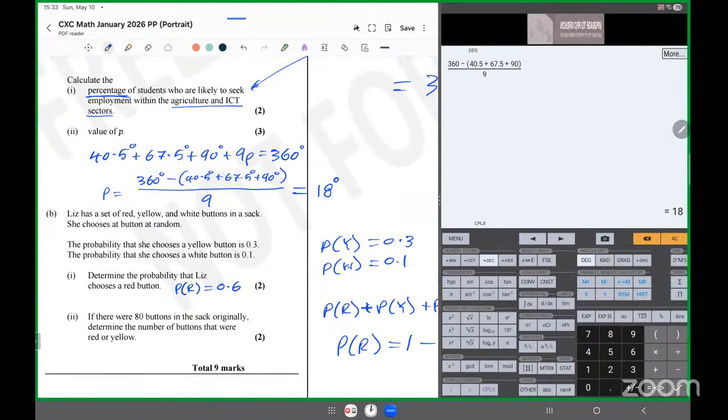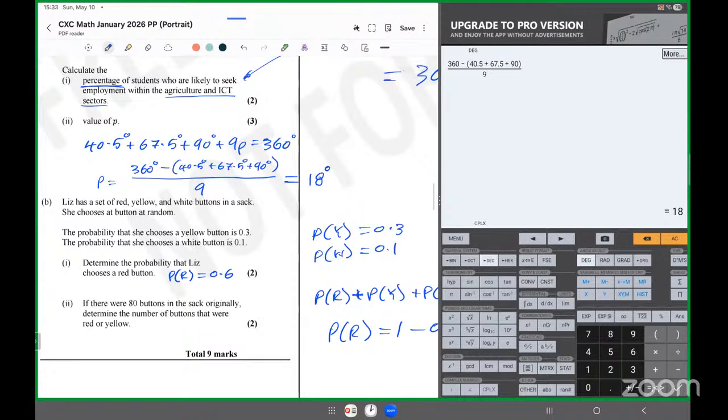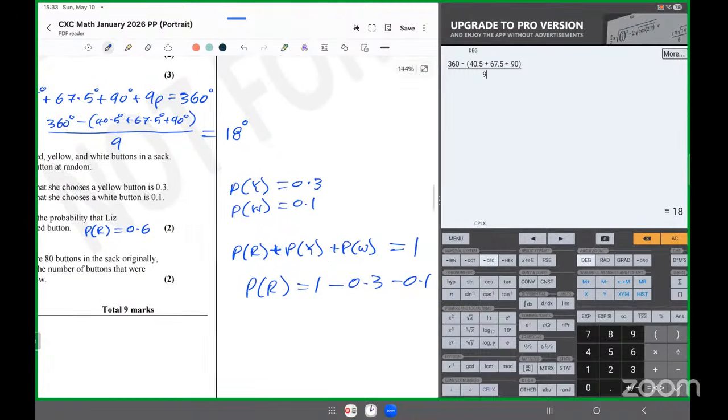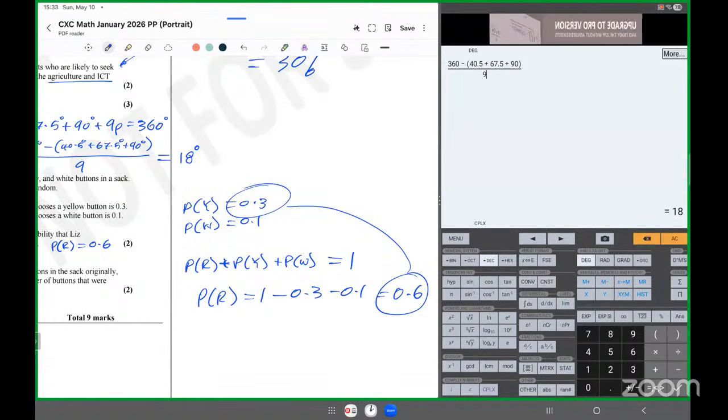Next part says, if there are 80 buttons in the sack originally, determine the number of buttons that were red or yellow. Generally speaking, 'or' means that you add the probabilities, and you multiply the probability by the total to see what the actuals are. So the probability of a red or a yellow, you add those probabilities. The red is 0.6 and the yellow is 0.3, so the probability of red or yellow becomes 0.9. So it's 0.9 of 80.